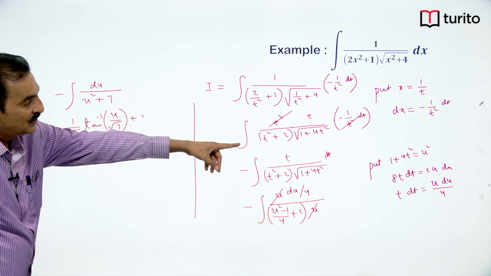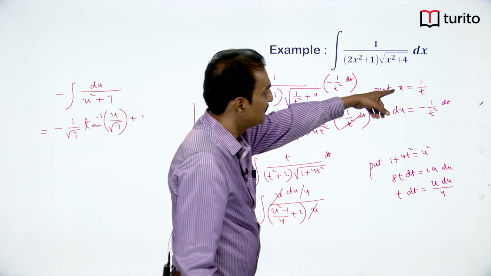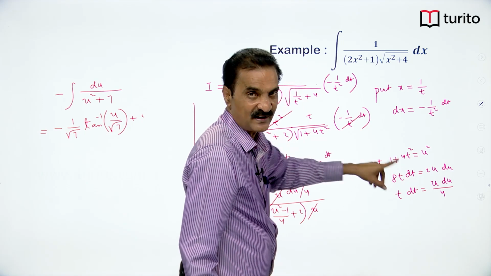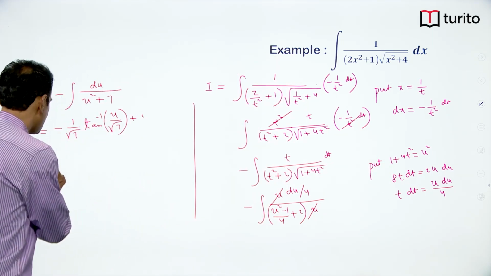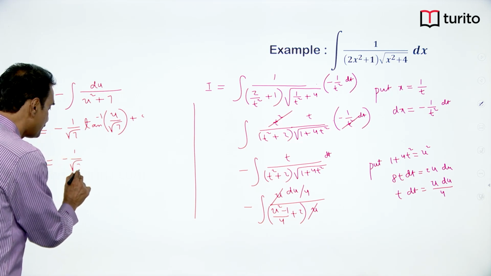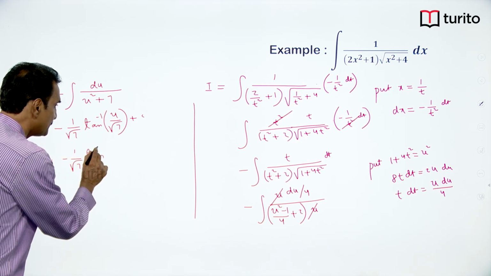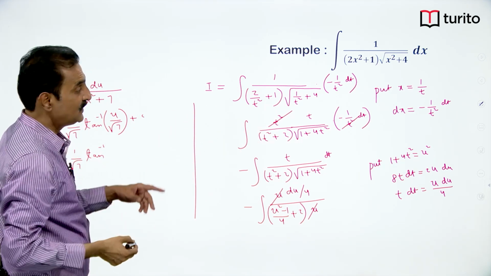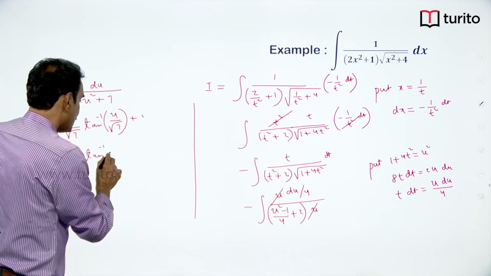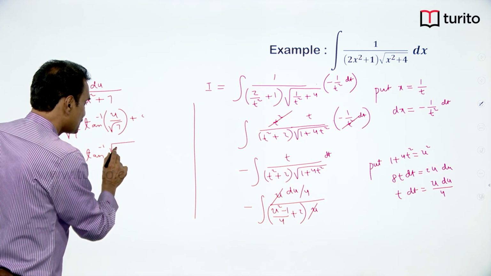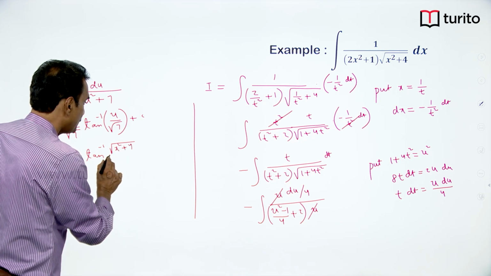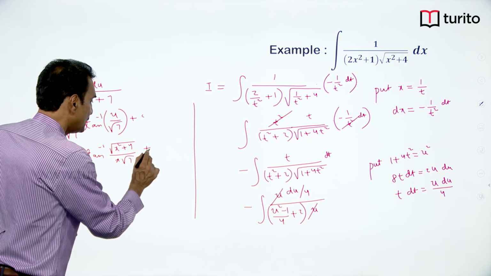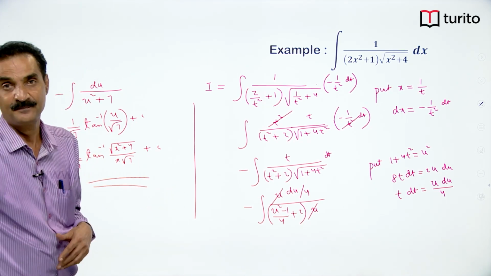Substitute u and again substitute t as 1 by x. Then u square is 1 plus 4 by x square, minus 1 by root 7 tan inverse of u, where u is root over 1 plus 4t square, no? So, u will be root over x square plus 4 by x, by root 7. So, x root 7 plus c. This is the final answer.